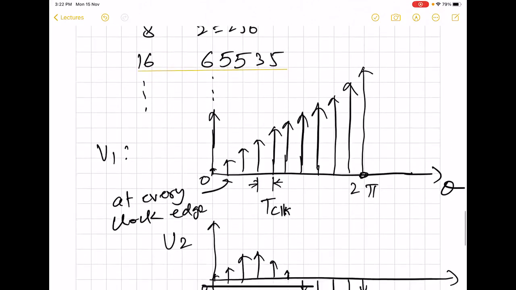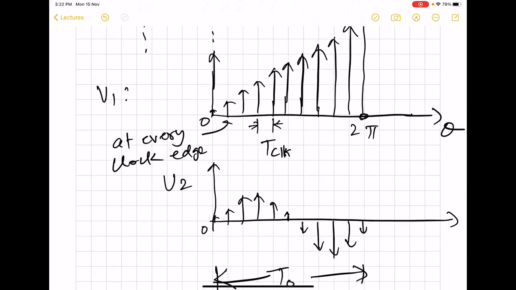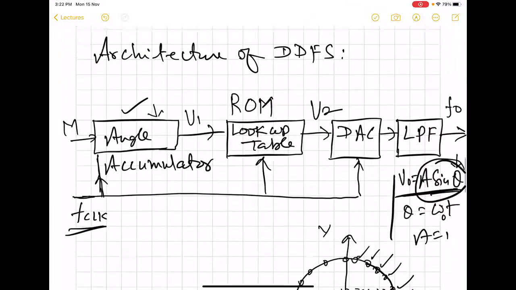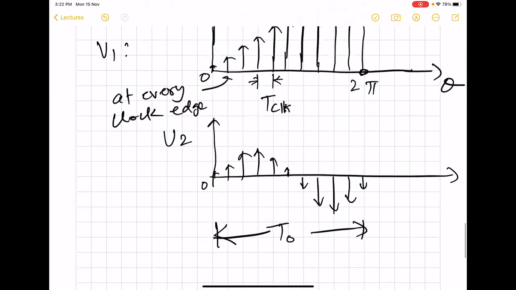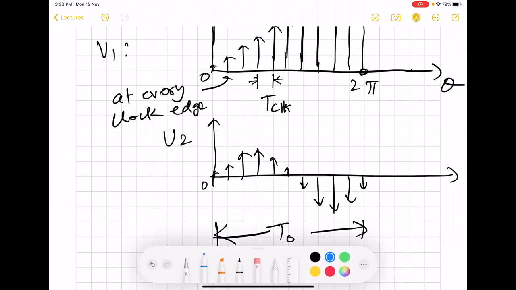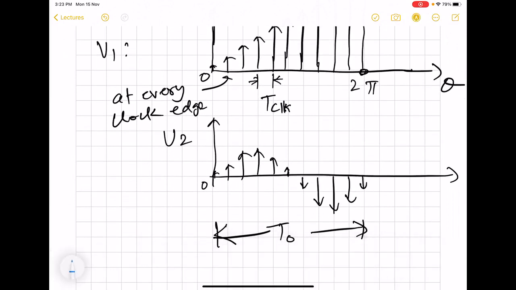Now what we have here is these digital samples. So it has to be ultimately converted into analog. So this digital to analog converter, then it will produce output which will be sinusoidal. So the output of digital to analog converter is going to be like this.